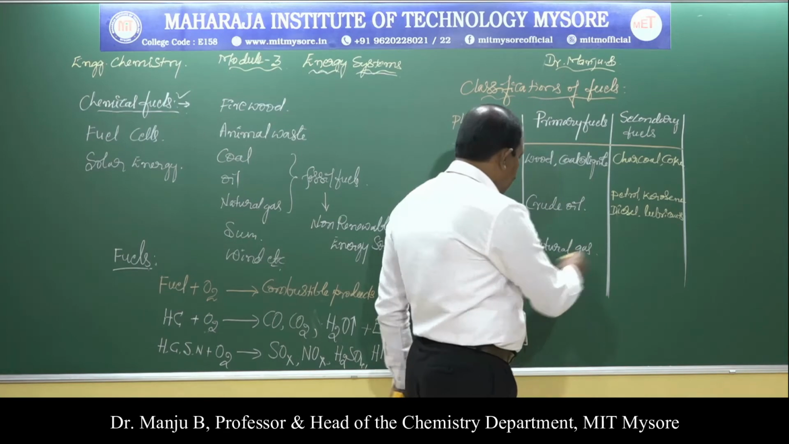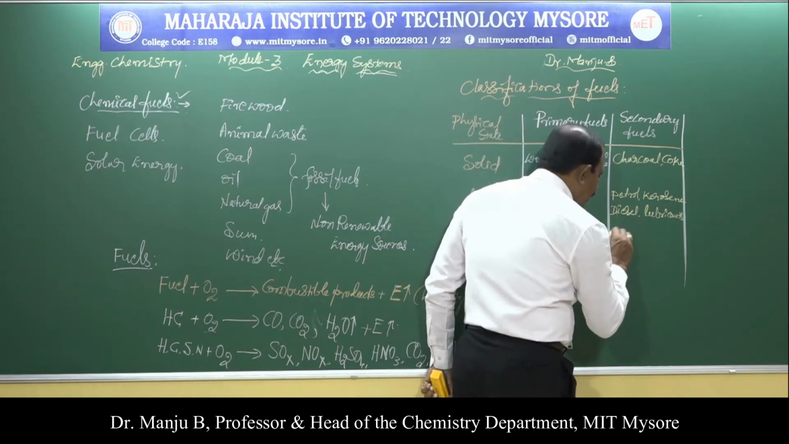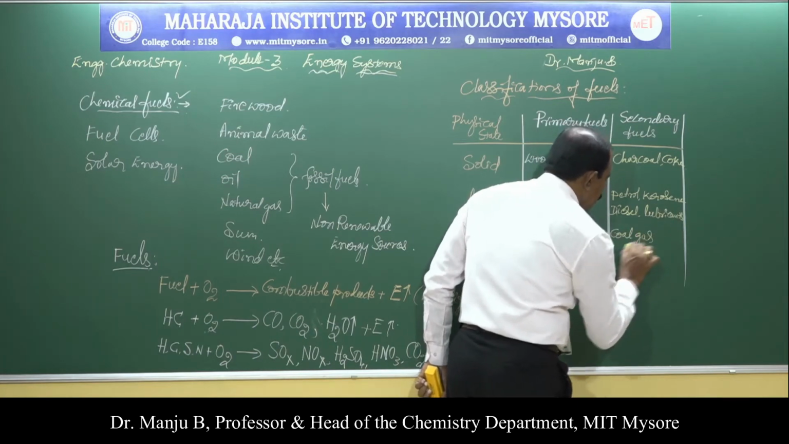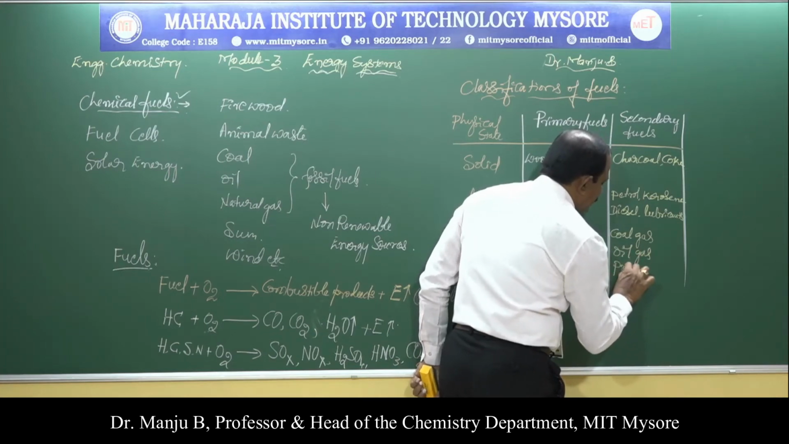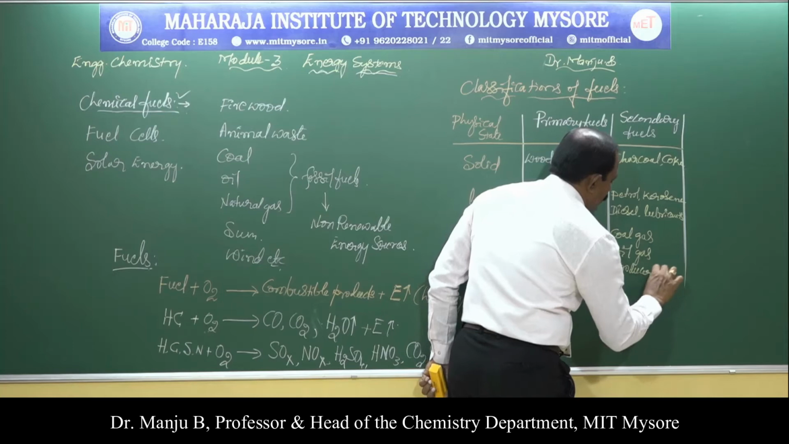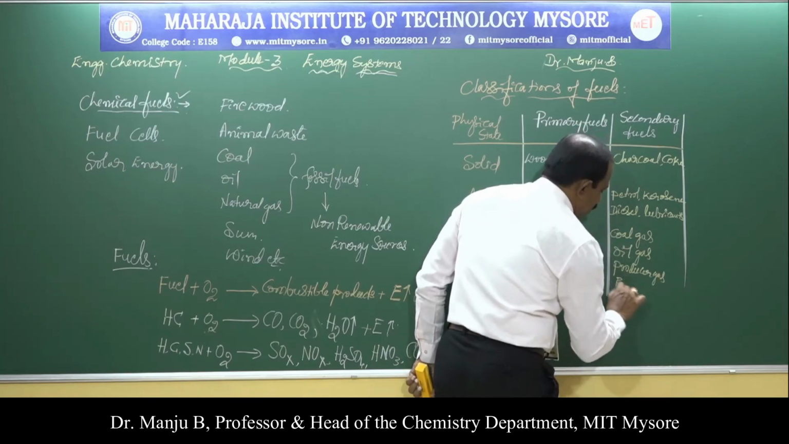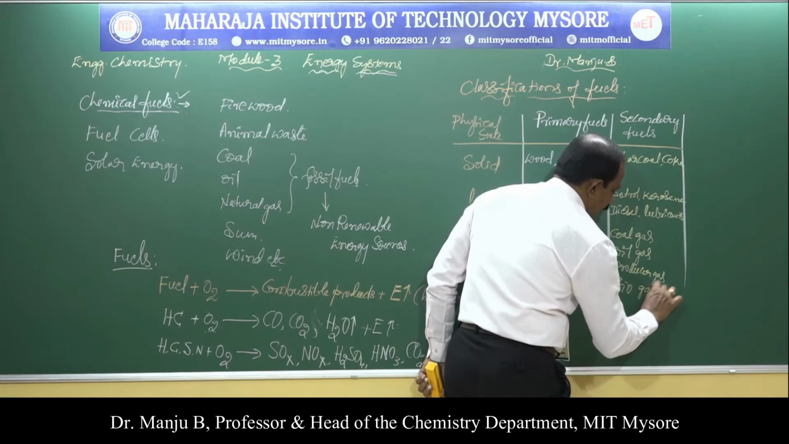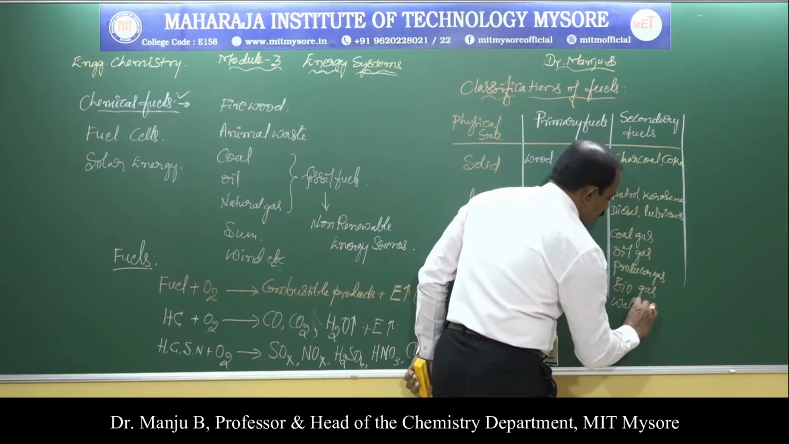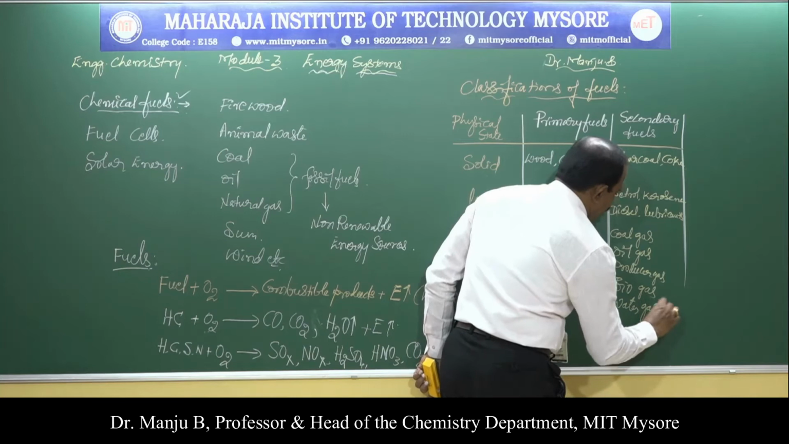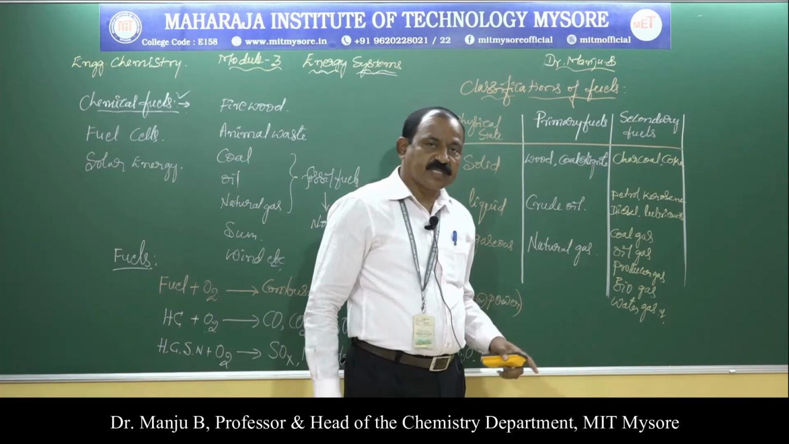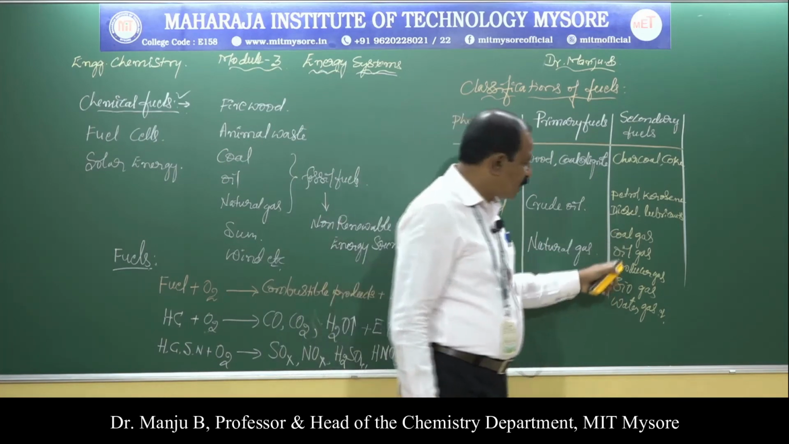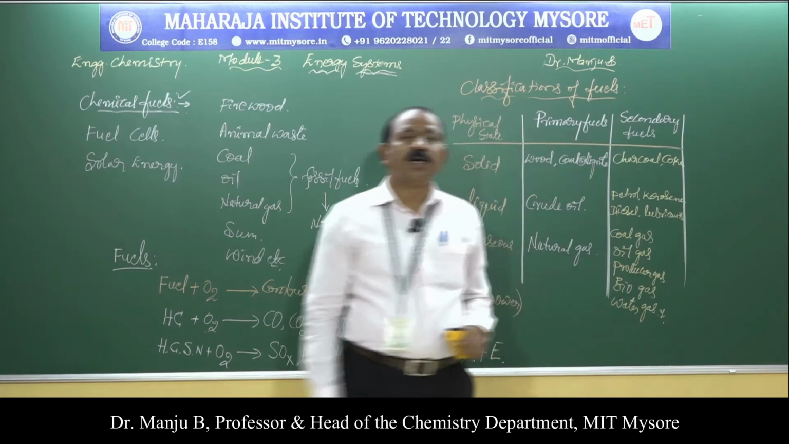Then natural gas produces coal gas, oil gas, even producer gas, biogas, water gas, etc. Now, these gaseous fuels are obtained with the help of natural gas. With the help of natural gas, you can derive coal gas, oil gas, producer gas, biogas and water gas.